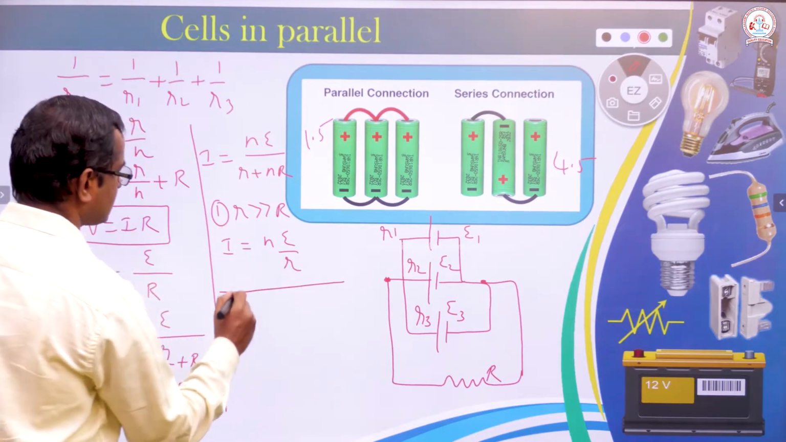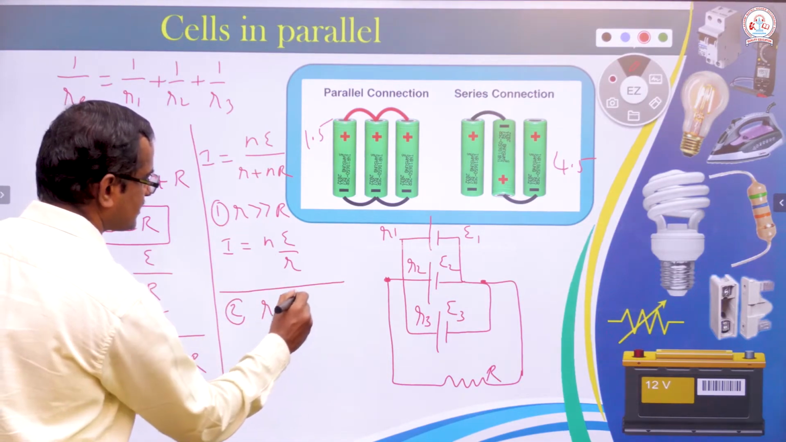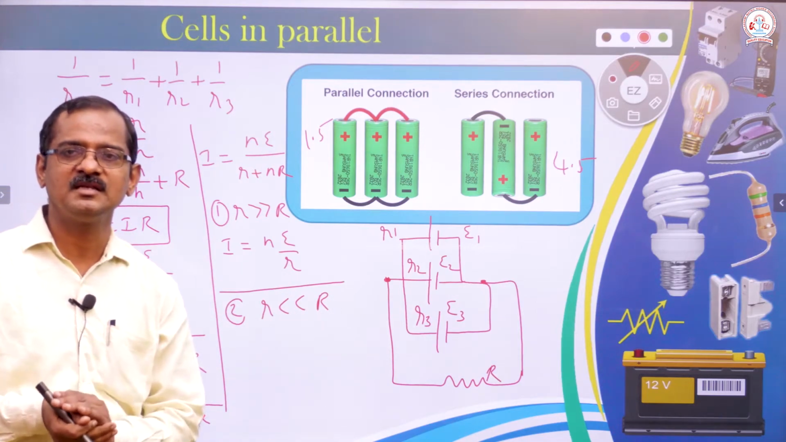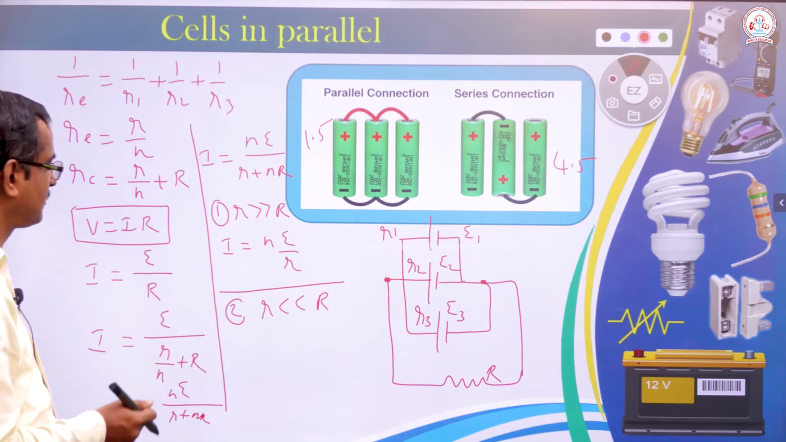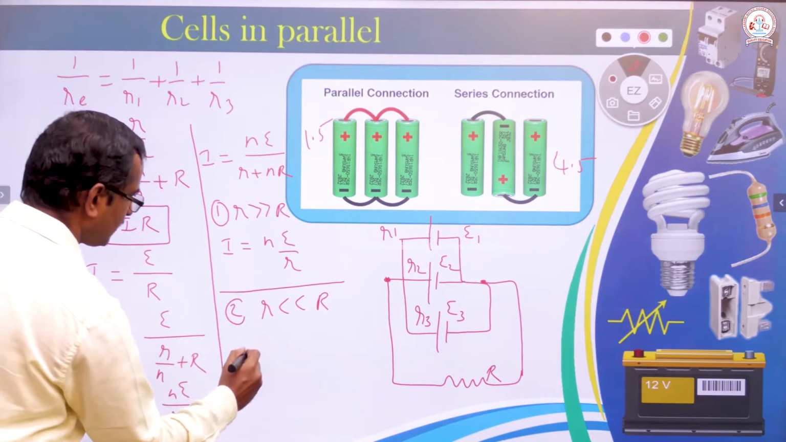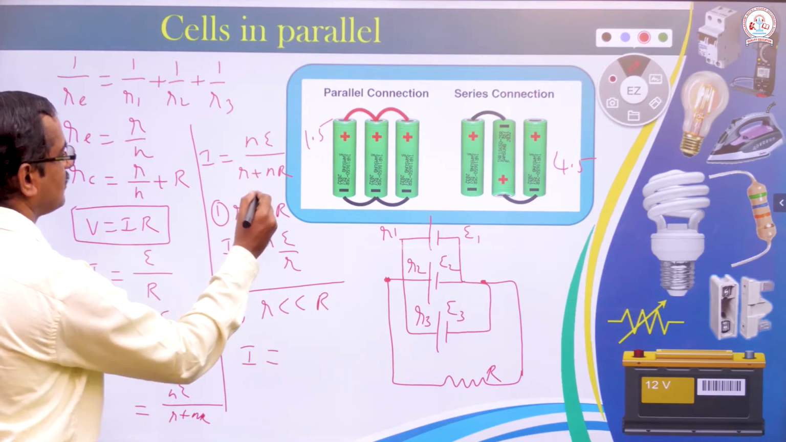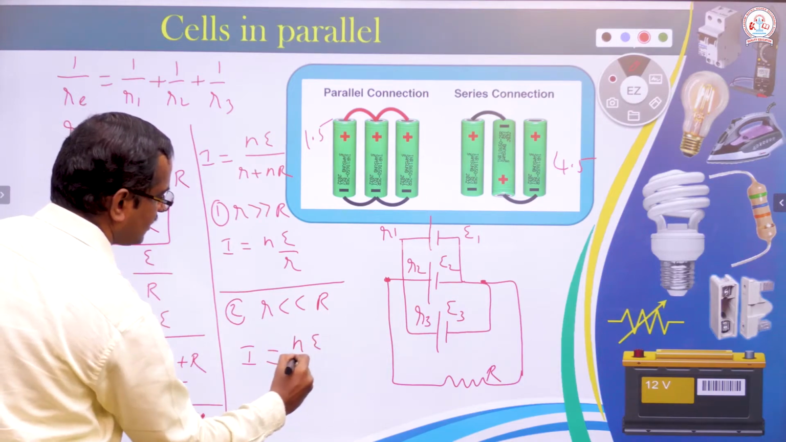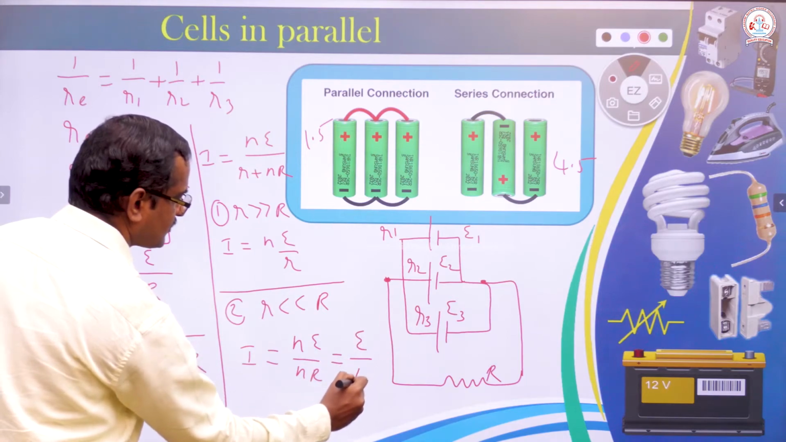The second case is where the small r, the internal resistance of the cell, is very, very less, which can be ignored. Then we omit this small r, isn't it? Then we get N into epsilon divided by N into R. N gets cancelled, then we get epsilon by R.